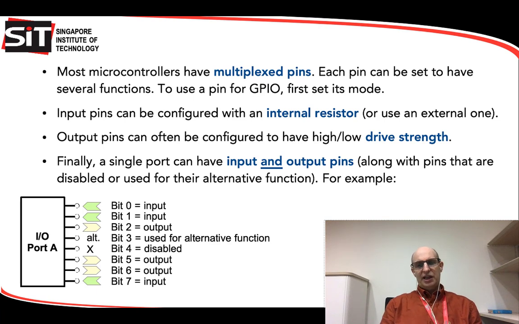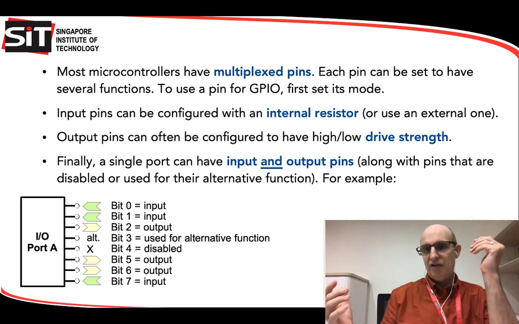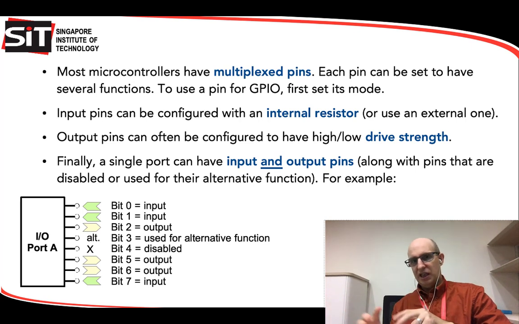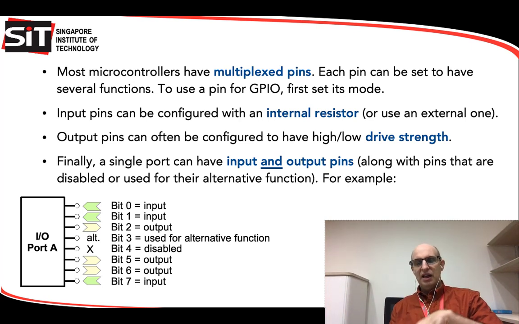And output pins, they can be configured to have high or low drive strength. So that means the amount of current that they output. Obviously, a high drive strength is going to be outputting more current than a low drive strength. So it depends what you connect up to it. If you connect up an LED that only requires a very low current to light up, then you could have a low drive strength. But if you connect up an LED that needs a high current in order to light up, then you'd need to configure that pin to have a high output drive strength. All these things are under software control for most GPIO ports.